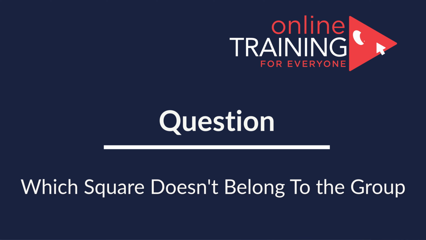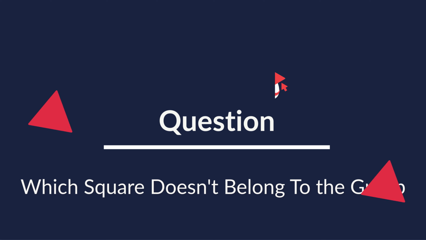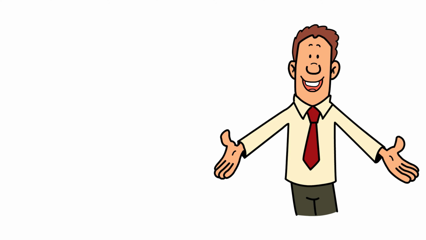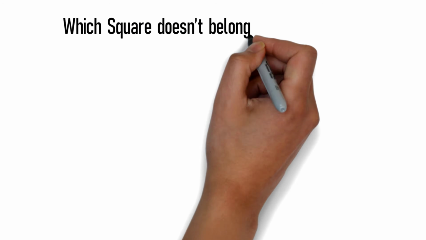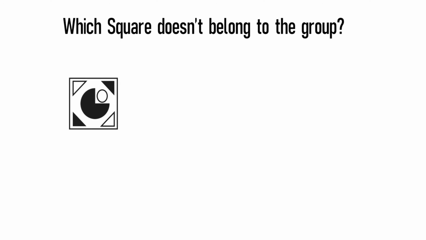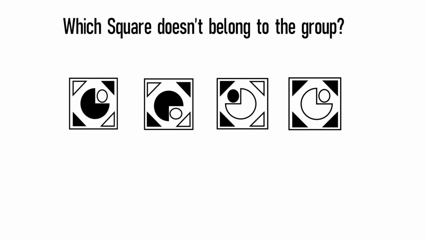I'm excited to take advantage of the opportunity and share with you how to solve these types of problems on the test. Typically, when you get a problem, you need to determine which object does not belong to the group. In this particular case, you need to determine which square doesn't belong to the group.